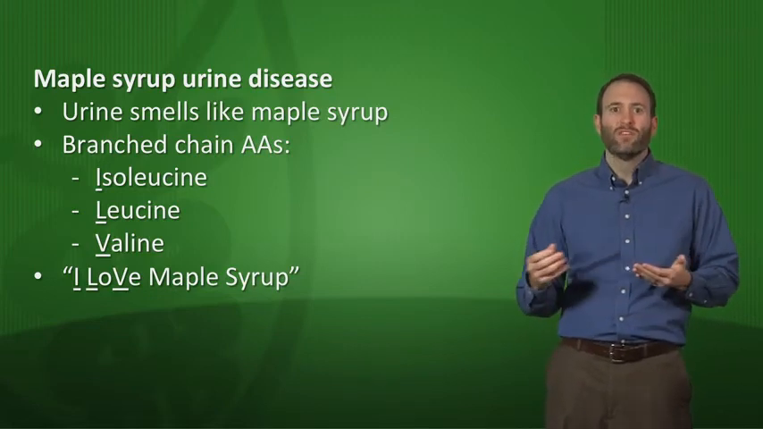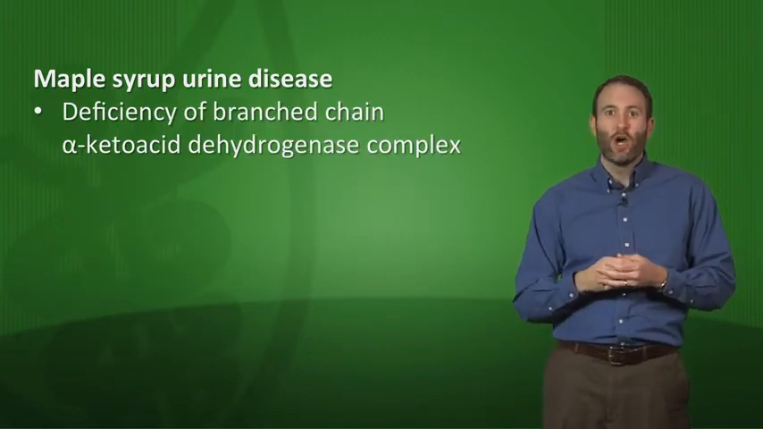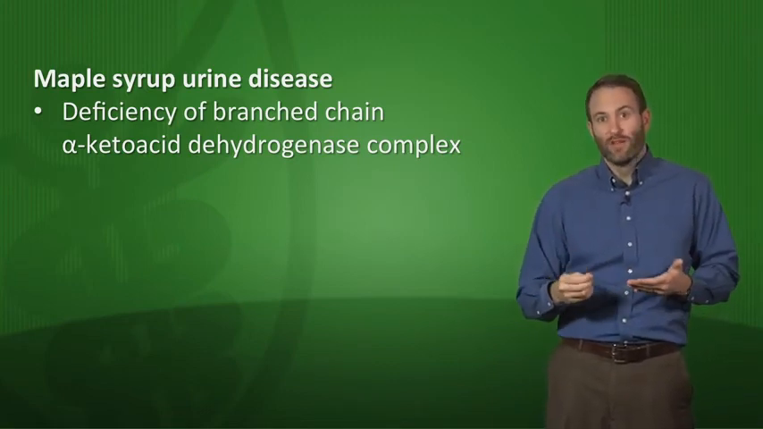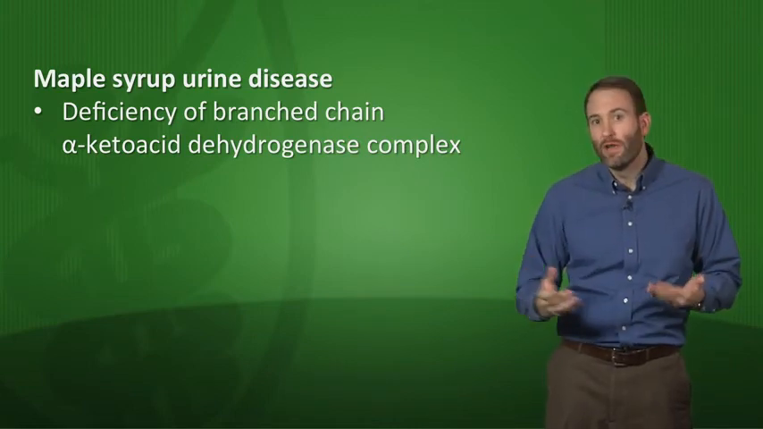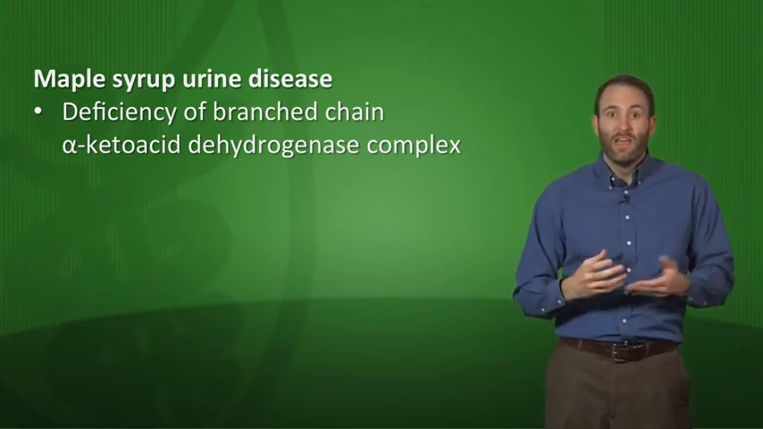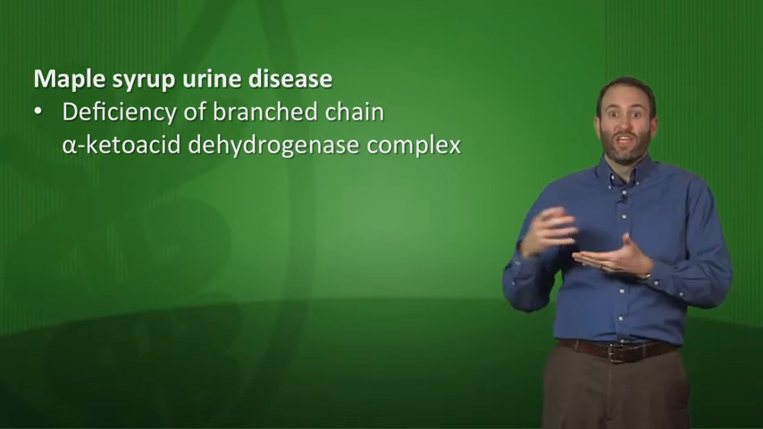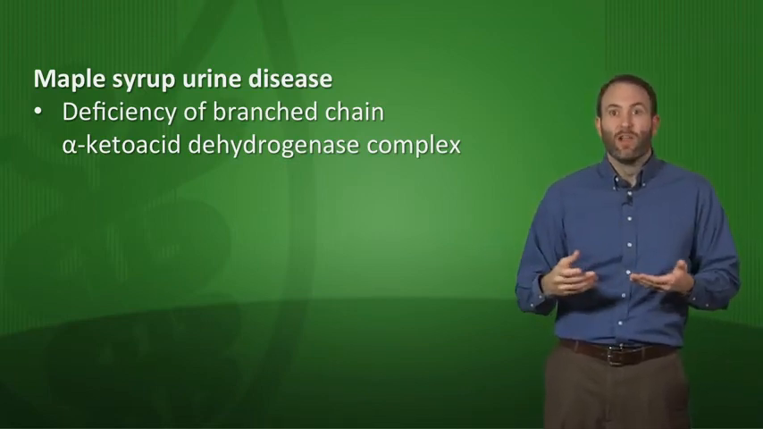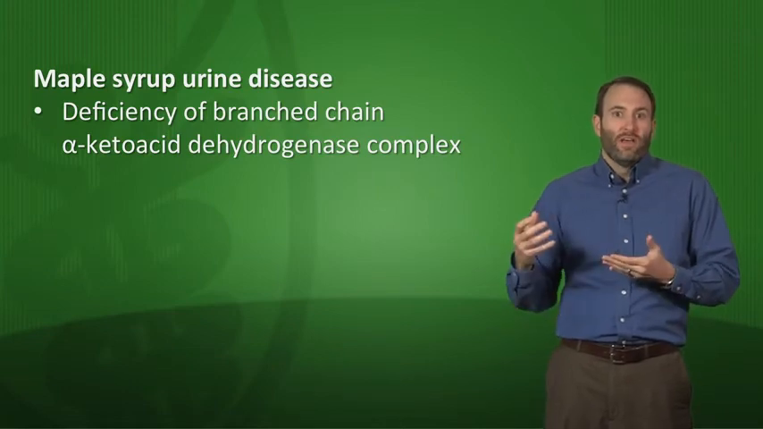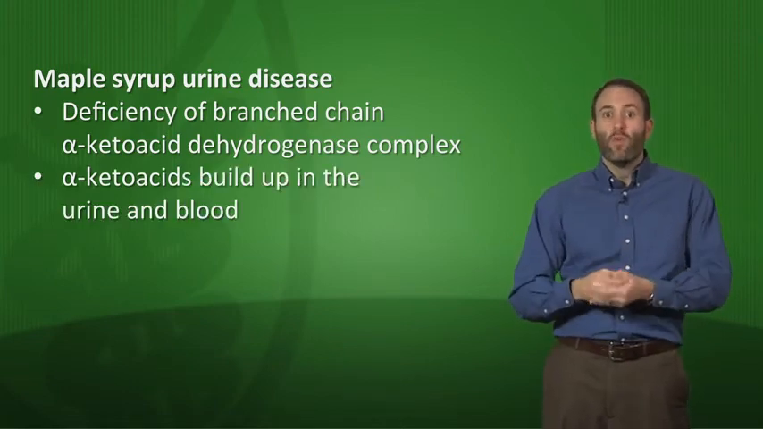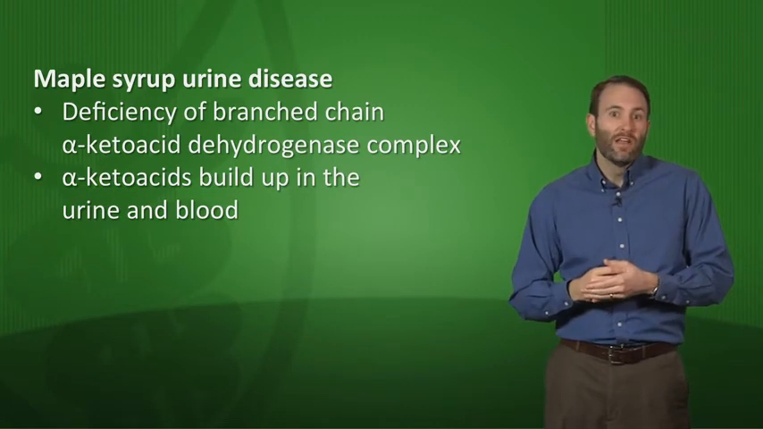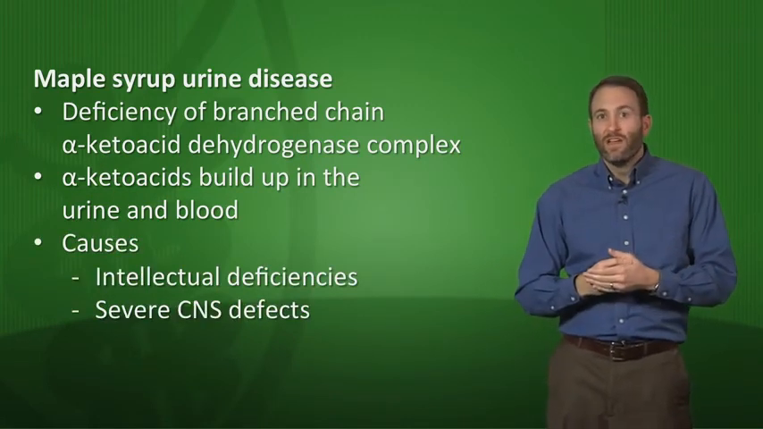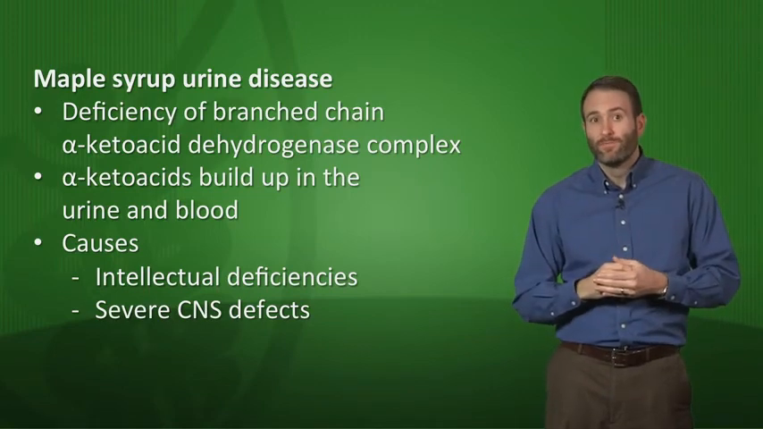And this comes about because of a deficiency in the enzyme complex called the branch chain alpha keto acid dehydrogenase complex. That's a long one. Now, it's supposed to be breaking down all these branch chain amino acids. And if the enzyme is deficient, then these branch chain amino acids don't get degraded like they're supposed to, and they build up in the urine and in the blood along with the corresponding branch chain alpha keto acids. And so you have more alpha keto acids in the urine and in the blood, and this causes, again, intellectual deficiencies and severe CNS defects, and actually a pretty high mortality rate as well.